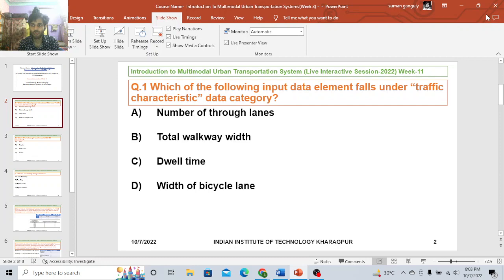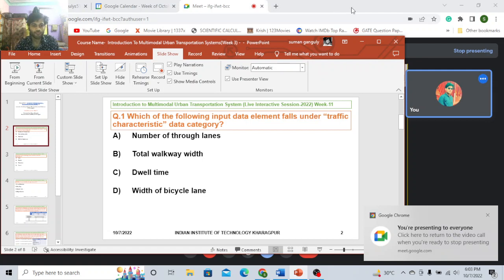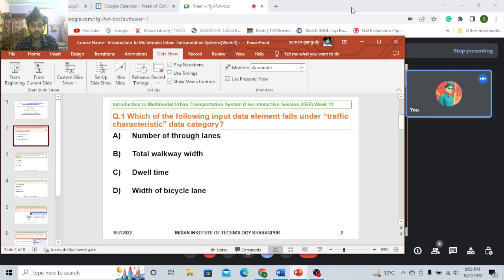Is it the number of through lanes, or the total walkway width, or dwell time, or the width of the bicycle lane? I hope you have already seen the course material and gone through the video lecture series for week 11. You would know that there is some input data needed, based on categories like geometric design, facility design, and traffic characteristics. It can be multimodal or unimodal, whatever it is, it is just a data category.